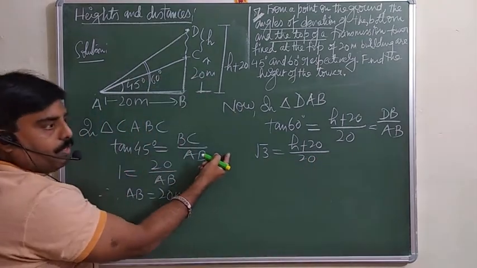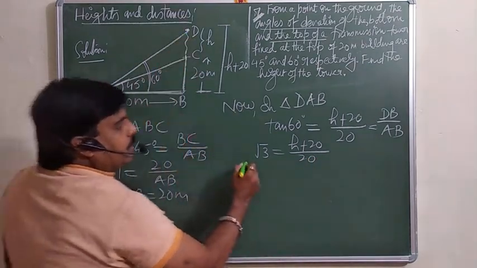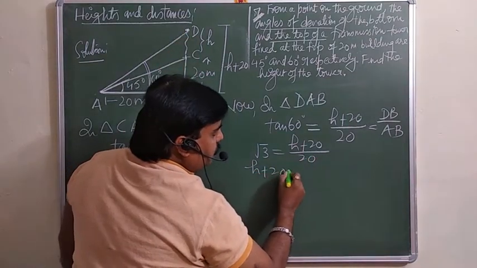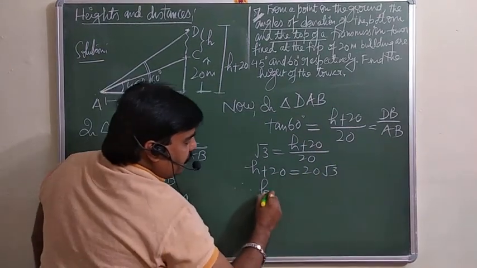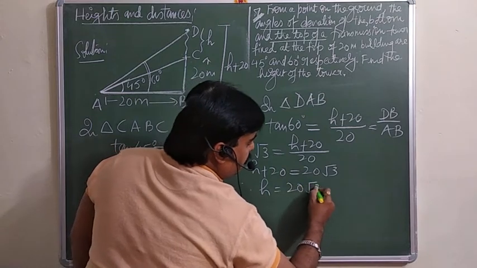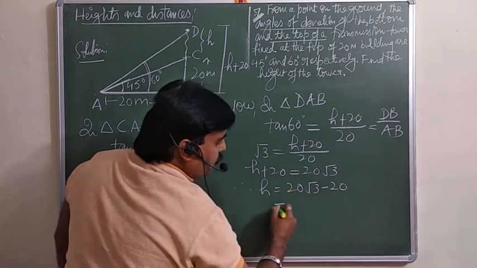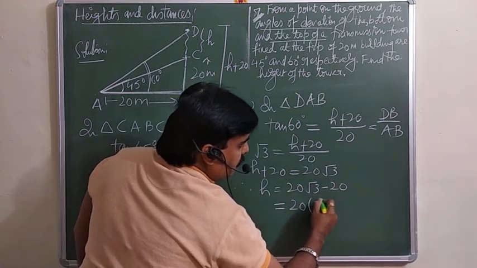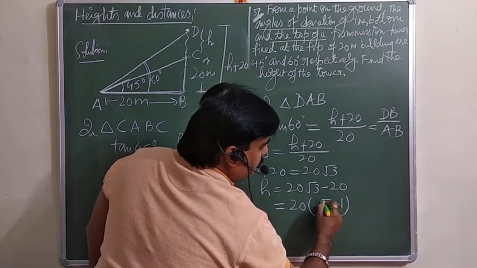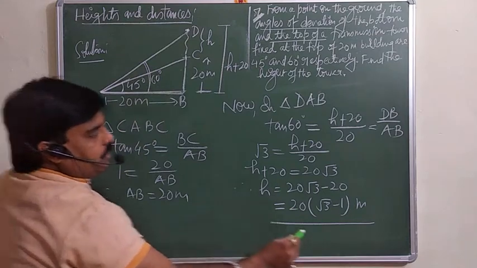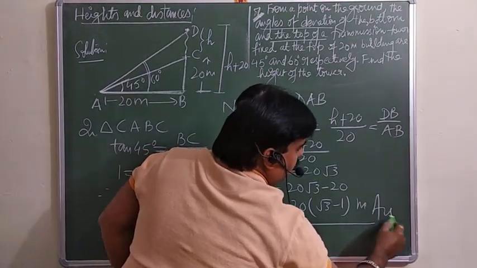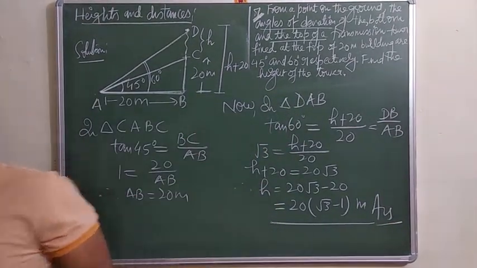You can do the cross multiplication because we are interested in H only. So cross multiplication, H plus 20 is equal to 20 root 3. You can transpose. So therefore H is equal to 20 root 3 minus 20, or for your own convenience you can take 20 common, 20 times root 3 minus 1 meter, and this is the height of this transmission tower. That is your answer. Have a look.